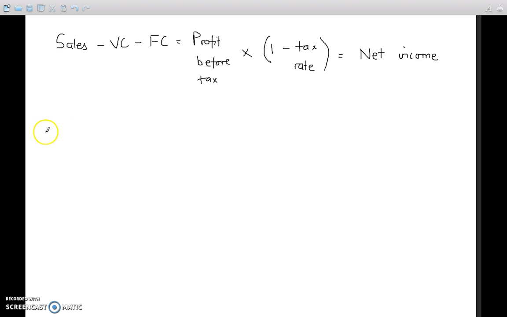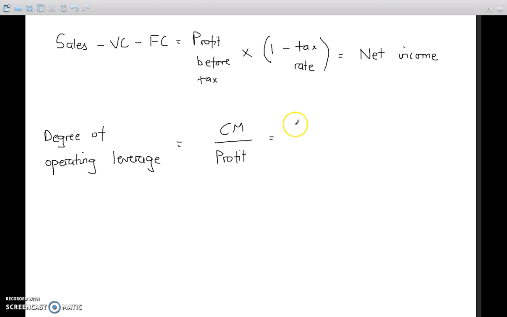Okay? So the next formula is degree of operating leverage. Now, degree of operating leverage is basically contribution margin divided by your profit. And if you want to break it down further, I like to remember it this way. It's selling price minus variable cost divided by selling price minus variable cost minus fixed cost. I just like to remember it that way.